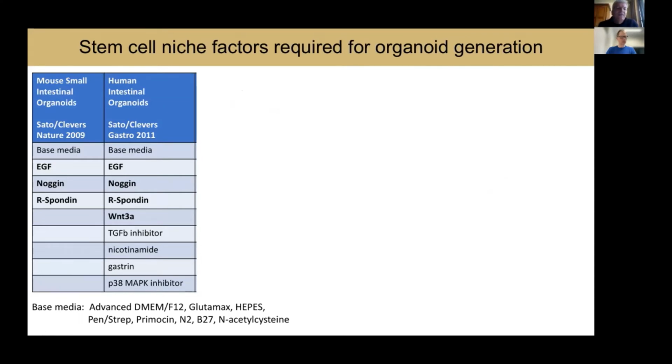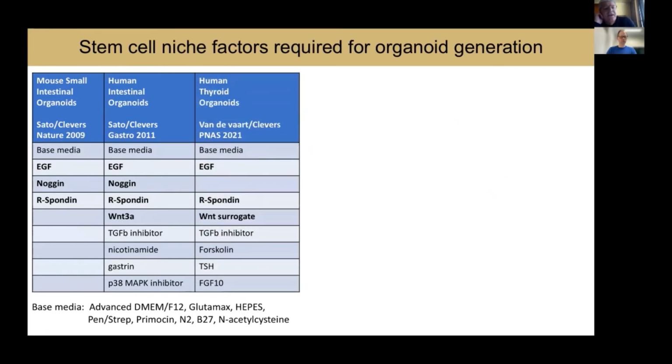And you can see it's a much richer media, but it still has this essential Wnt, R-spondin, EGF, noggin type component to it. And then just last year, they generated another protocol for thyroid organoids. This is probably the most recent one. But again, it's on the same theme of supplying these different types of niche factors.